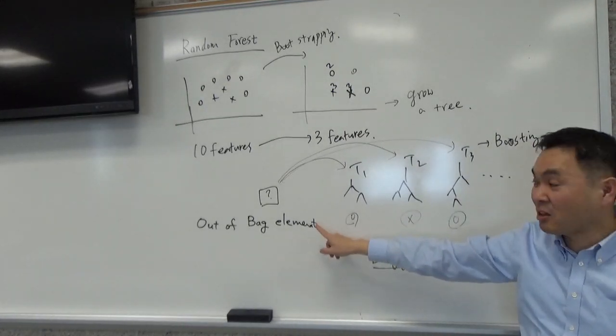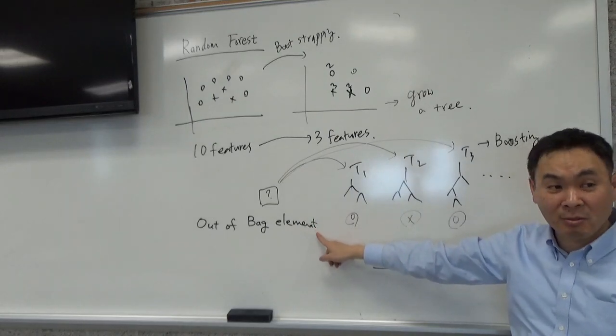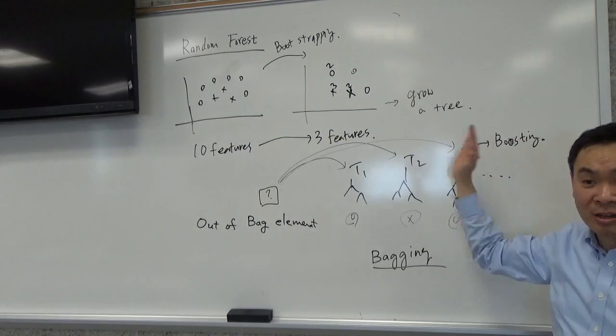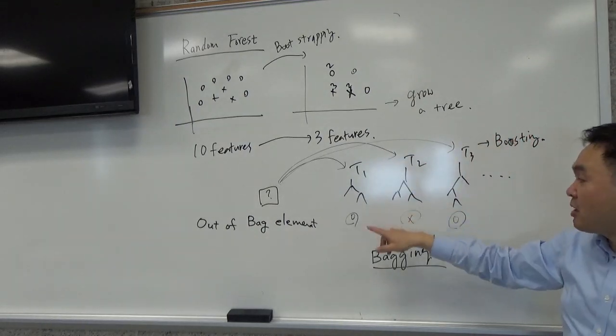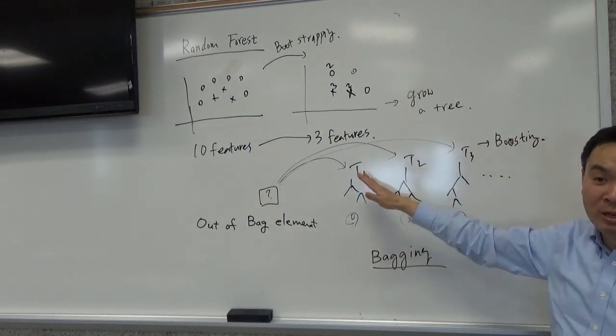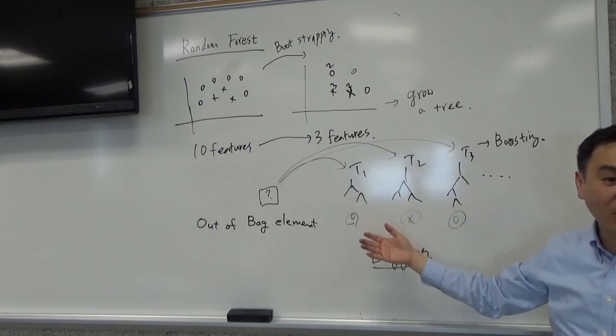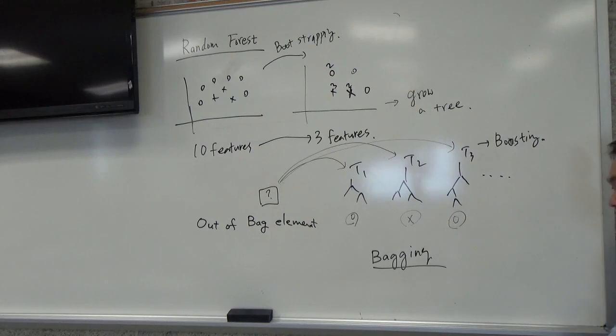You can also look at the accuracy of the out-of-bag element for each of them. And then that can tell you the weakness of the tree. And you can also take a weighted average. If you know the weakness of a tree, then you can also take weighted averages using the weakness. That could be another way to aggregate.